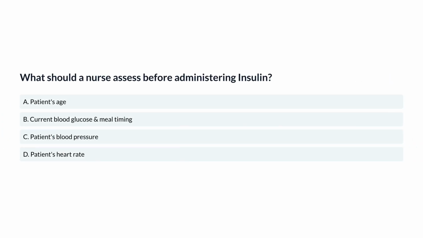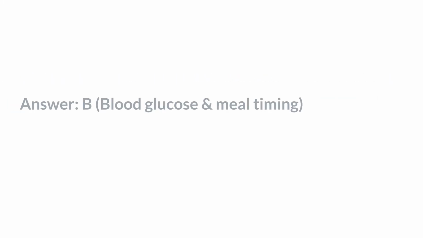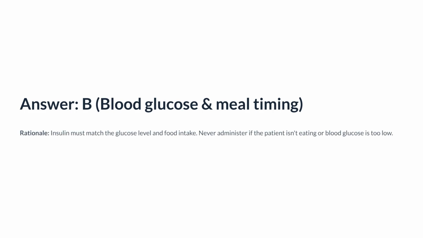What should a nurse assess before administering insulin? The answer is B, current blood glucose and meal timing. Insulin dosage must match the glucose level and food intake to prevent hypoglycemia. Never administer if the patient is not eating or blood glucose is too low.